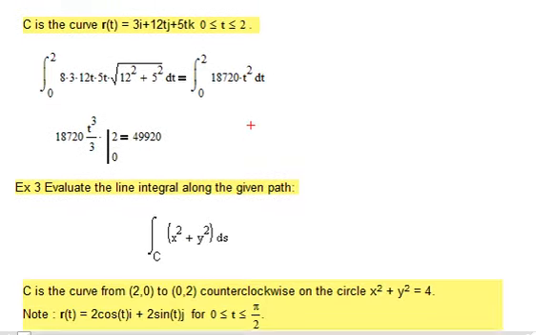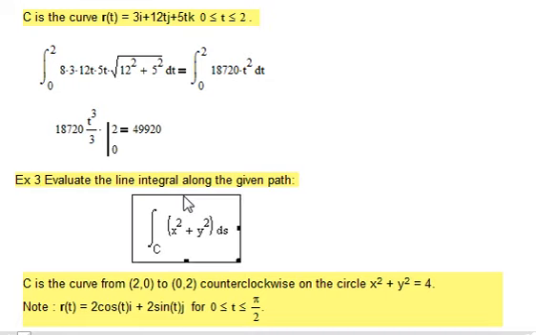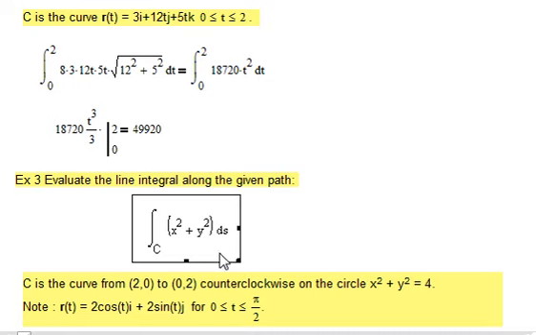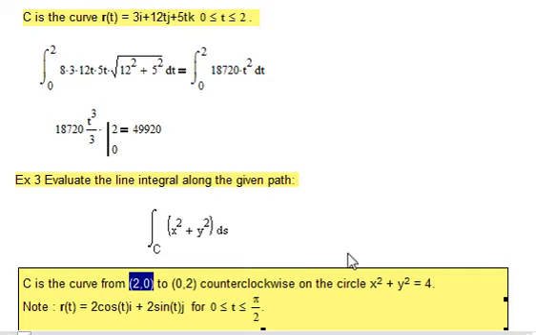Okay, here's another one. Evaluate the line integral along a given path. The line integral is just of x squared plus y squared, and the path is going to be the fun part, the curve from (2, 0) to (0, 2), counterclockwise on the circle x squared plus y squared equals 4. Circle of radius 2, center at the origin, so from (2, 0) to (0, 2). So in other words, we're going across the arc of a quarter circle in the first quadrant.